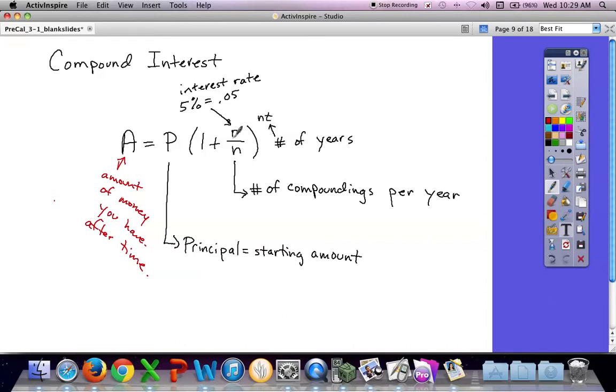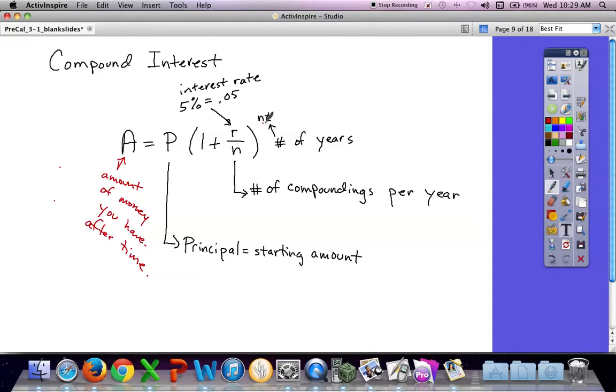The R is the interest rate, annual interest rate. If 5% is the annual interest rate in this formula, you put 0.05, the decimal value, right? Don't put 5, put in 0.05. The N is the number of compoundings per year, right? If it's compounded every month, that's 12. And T is the number of years that you're talking about this investment.